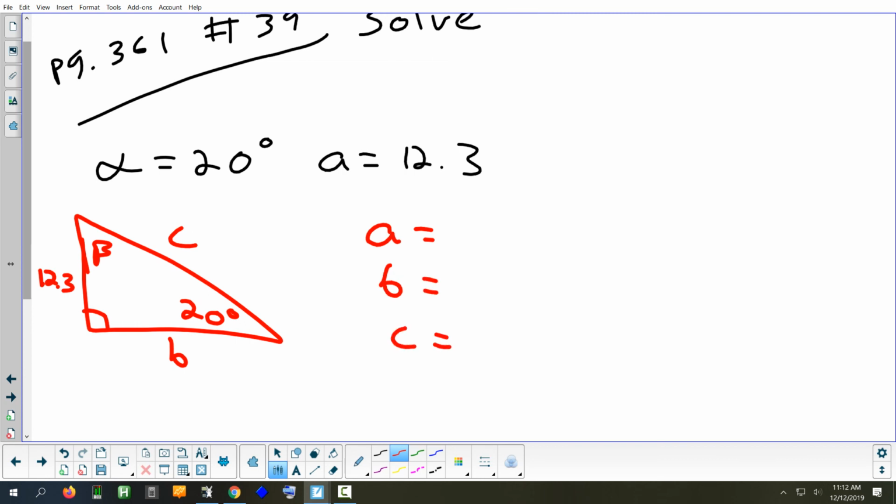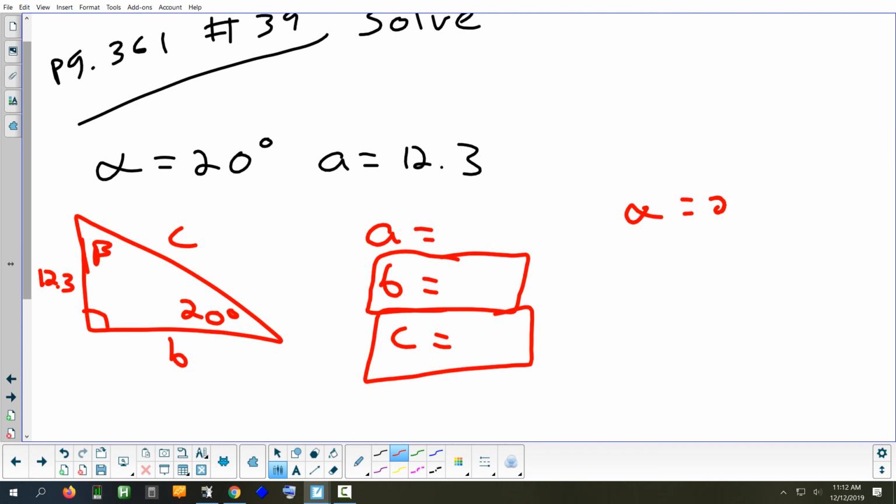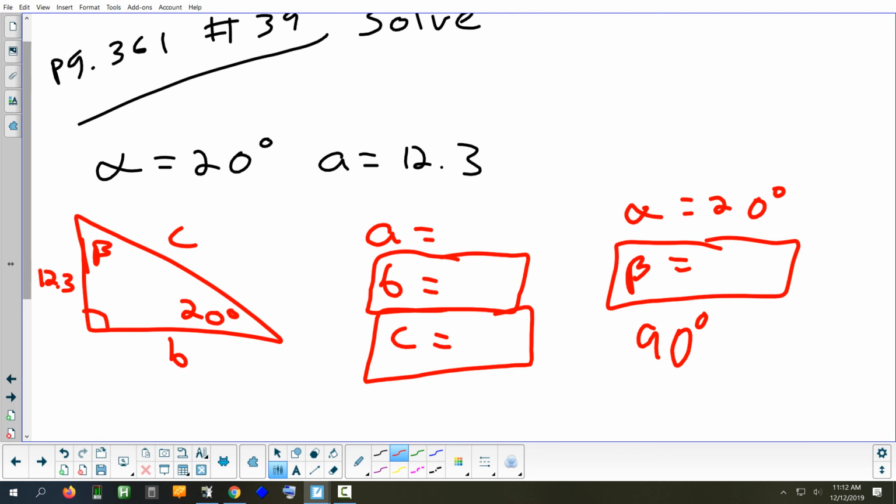The table, if you want to make that, it's up to you. It's just to kind of organize all the information. Alpha, we got that. Beta, we don't. And that, we always have. Okay, what could I find first? Yep. Okay, we could start with beta equals 70 degrees.